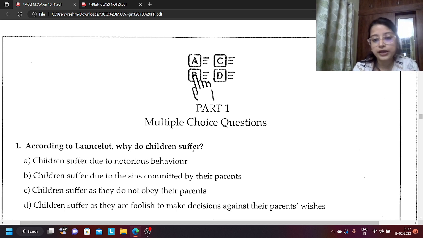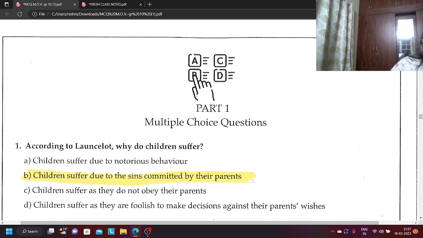According to Lancelot, why do children suffer? Children suffer due to notorious behavior. No, due to the sins committed by their parents, can be true. Remember this part, what is happening? Lancelot is talking to Jessica. Children suffer as they do not obey their parents. No. Children suffer as they are foolish to make decisions. No. Number B, suffer due to the sins committed by their parents. Lancelot reminds Jessica that your fault is you are Shylock's daughter. And that is the mistake you have committed, and that is why you will go to hell.